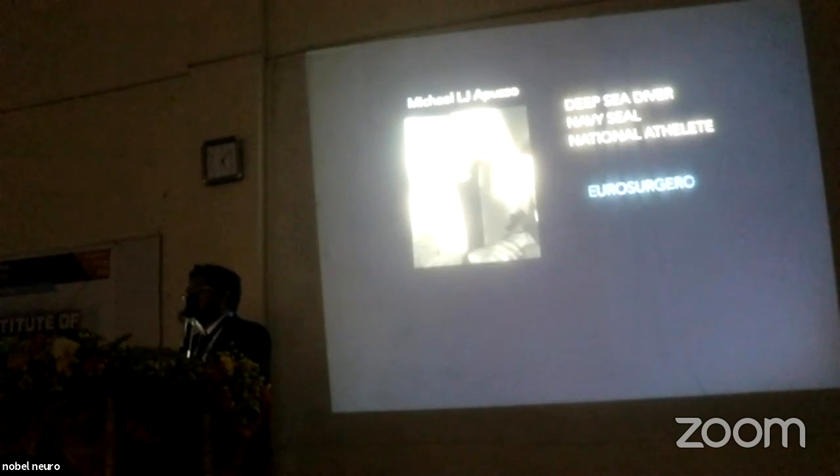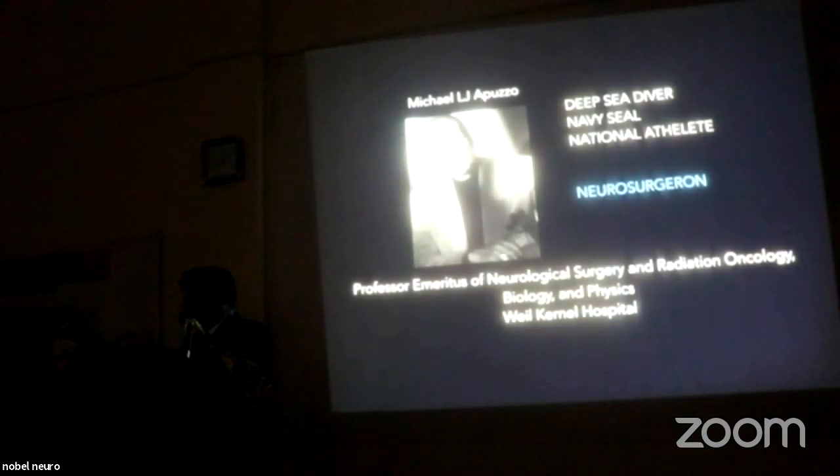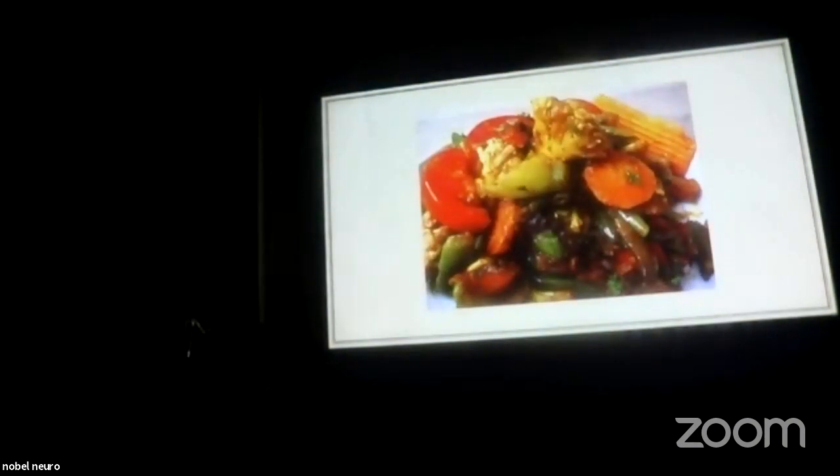There were people who were showing their excellence in various fields. In modern times, I think of Michael L.J. Apuzzo. He was first a deep sea diver, then a Navy SEAL, then a national athlete, and then he became a neurosurgeon after all of these. And even today, his designation is Professor Emeritus for Neurological Surgery, Radiation Oncology, Biology, and Physics. Now, who thinks of that in the Indian subcontinent? You don't. You want to segregate. In the Renaissance, these people were called polymaths. In India, they are called mixed veg. And the most common thing they say is, ek kaam kar le. Rest of all, you don't need to do.